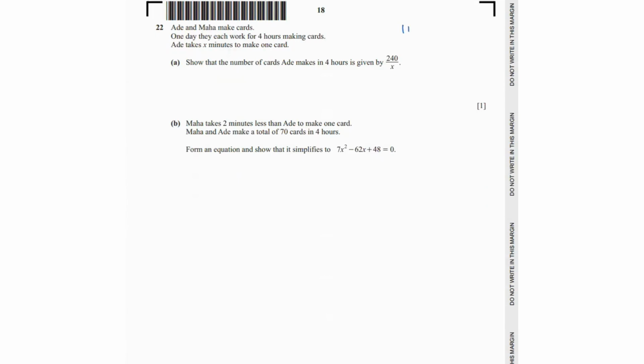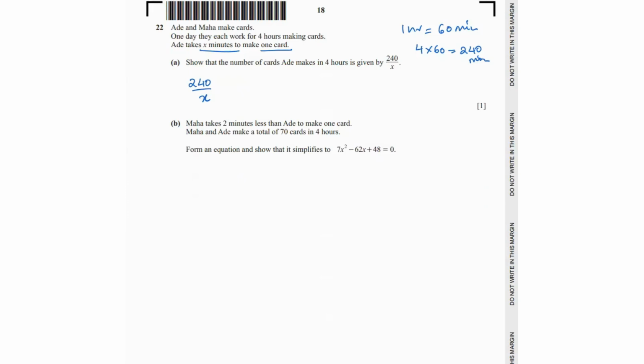So 1 hour has 60 minutes. So to convert the 4 hours into minutes, we do 4 times 60. That is 240 minutes. So she's taking X minutes to make one card. So in 4 hours, it's going to be 240 divided by X. Because if X minutes are spent to make one card, to find the number of cards made in 4 hours, we divide 4 times 60 by X.